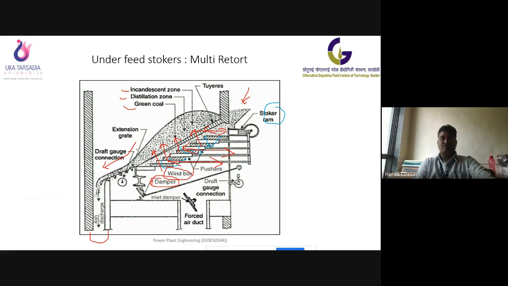This angle of retort is generally 20 to 30 degrees, and it will also depend upon the quality of fuel: which kind of coal is being used, and what is the particle size of the coal that you are feeding.